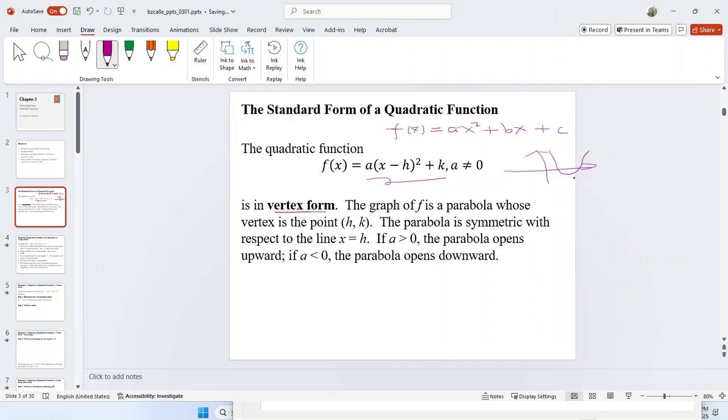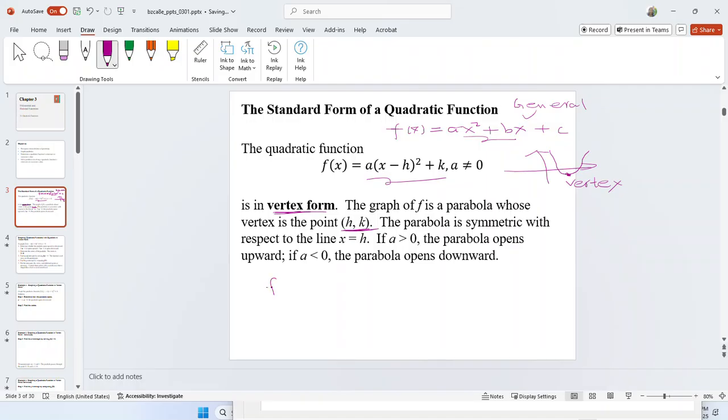We have this parabola, and this one is the vertex. If I write the equation in the general form, I do not know where the vertex is. But if I convert it to a perfect square, we will know the vertex here will be h and k.